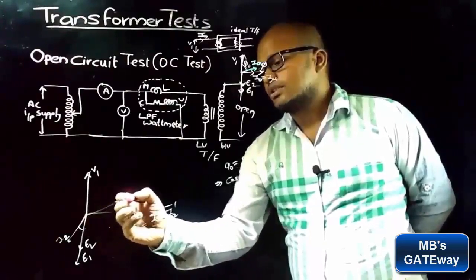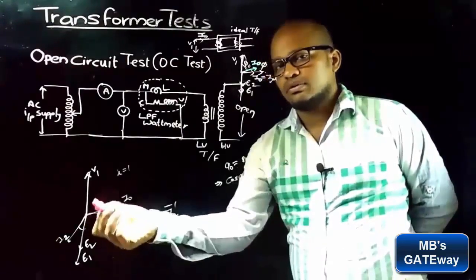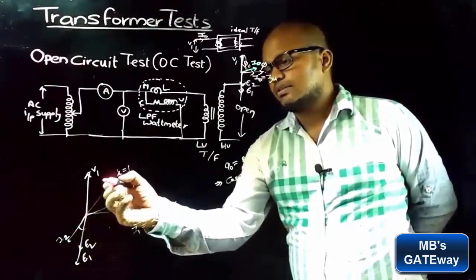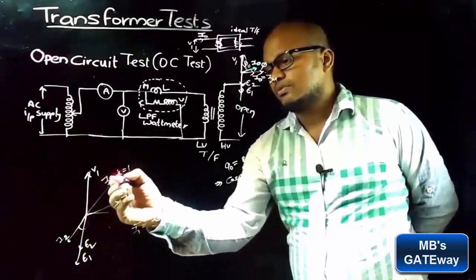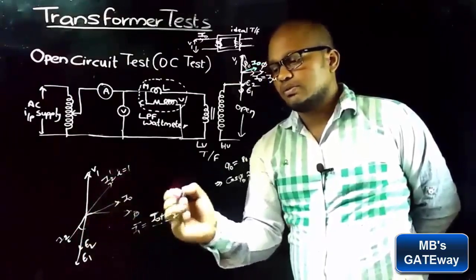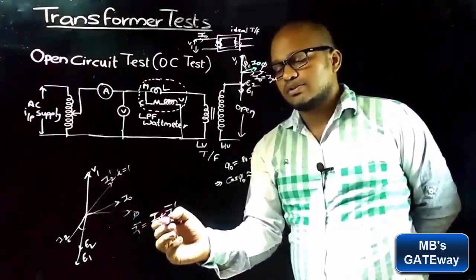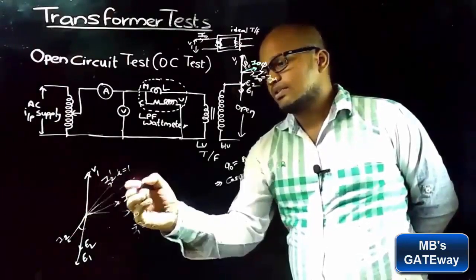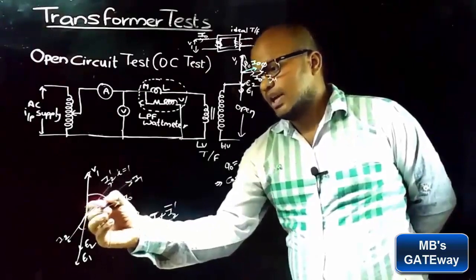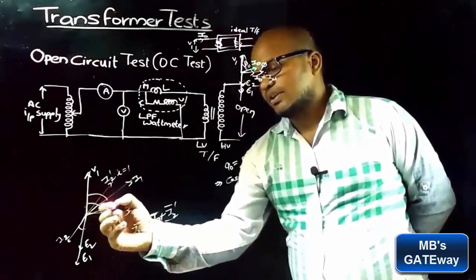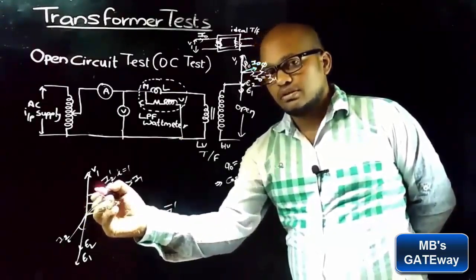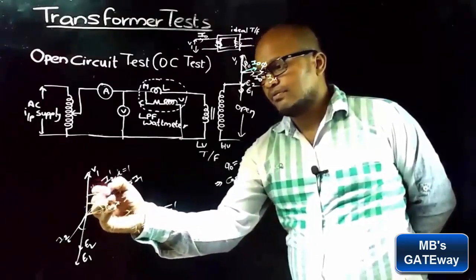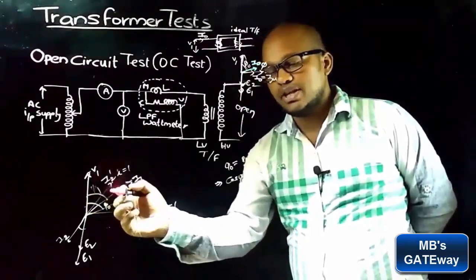As it is known that I0 is here, and if k is equal to 1, I2 dash will be exactly opposite to I2. So now as I1 is equal to the vector sum of I0 and I2 dash, the resultant of I0 and I2 dash is I1, and the angle between V1 and I0 is the no load power factor angle phi naught. And when the load is connected, the primary power factor angle is phi 1, the angle between V1 and I1.